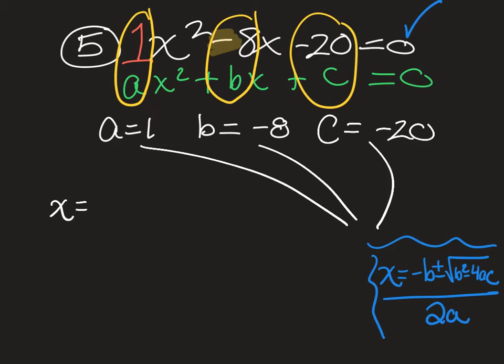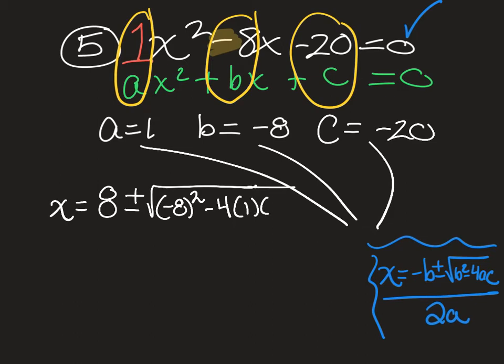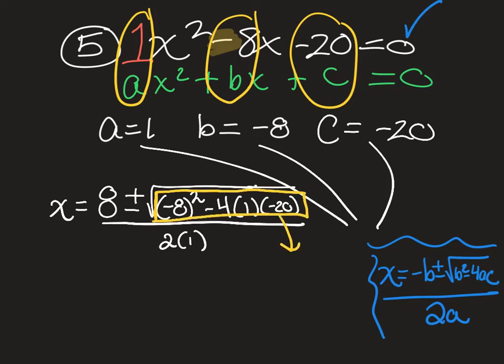So x equals the opposite of b. So b was a negative 8. A negative negative 8, or the opposite of negative 8, makes a positive 8. Plus or minus the square root of b, which was negative 8 squared, minus 4. A is 1. C is negative 20. All divided by 2 times 1. I'm going to go inside here like we've done it every time. This discriminant thing, I'm going to do it first. So negative 8 squared, a negative times a negative is a positive.